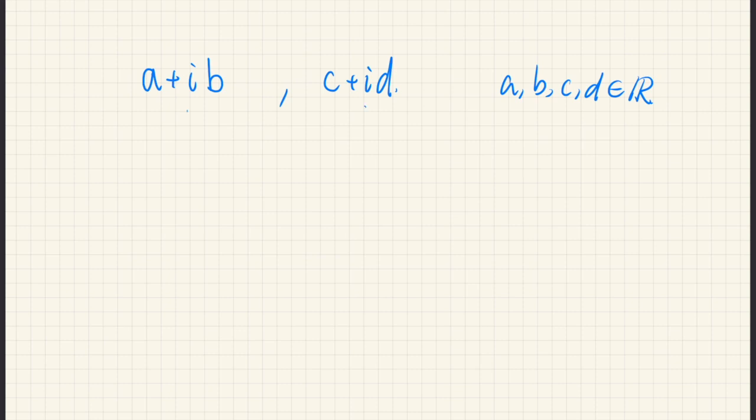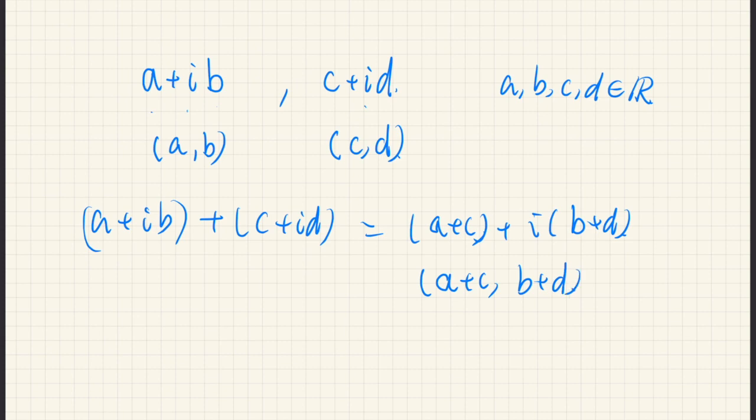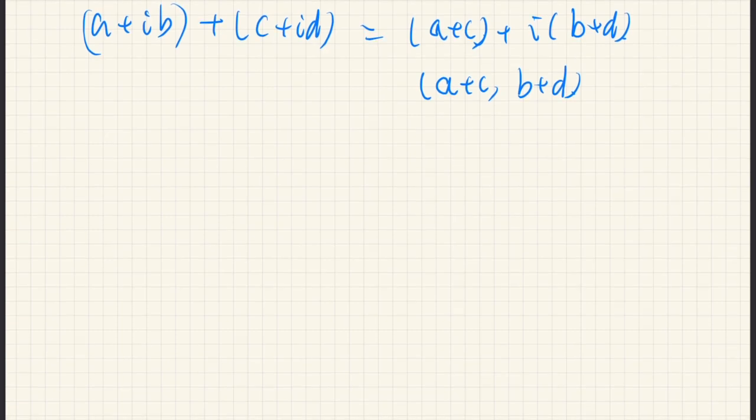And as we have seen before, these complex numbers correspond to points in two-dimensional space, right? And if we add these two numbers, we have a plus c and i times b plus d, which corresponds to the point a plus c, b plus d. So on the two-dimensional plane, the complex plane, what does that mean?